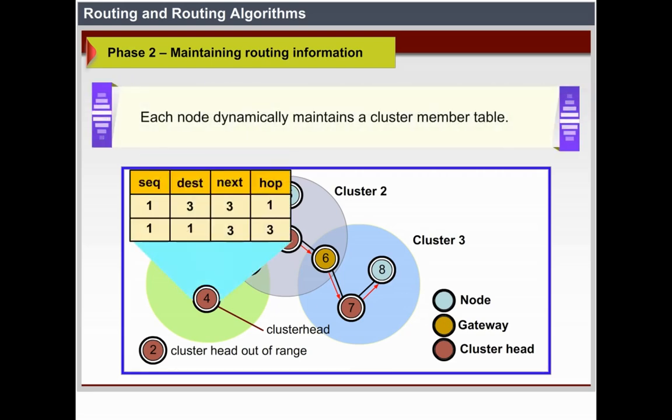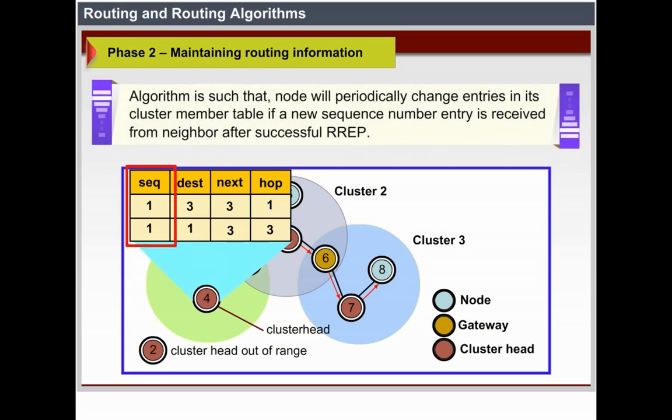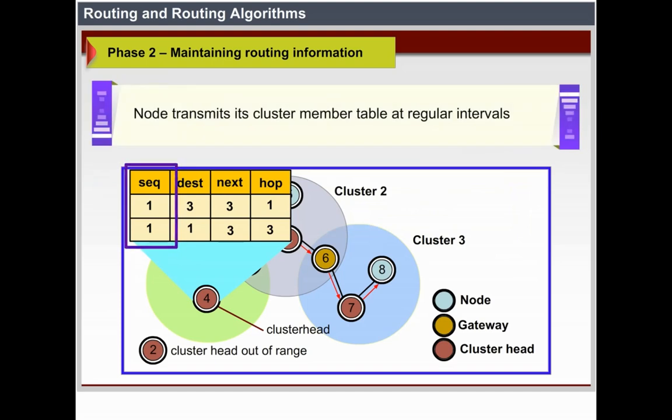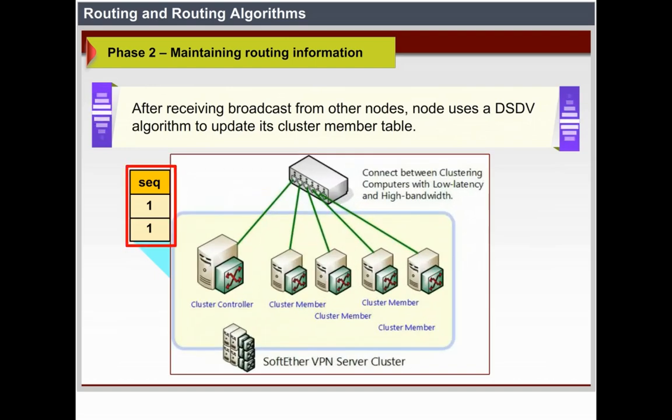Each node dynamically maintains a cluster member table. In the algorithm, a node will periodically change entries in its cluster member table when a new sequence number entry is received from a neighbor after a successful RREP. Table rows map each node to its own cluster head. A node transmits its cluster member table periodically. After receiving broadcasts from other nodes, a node uses the DSDV algorithm to update its own cluster member table.